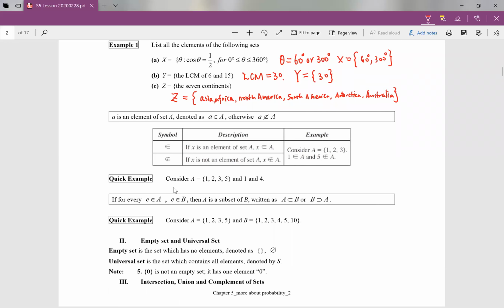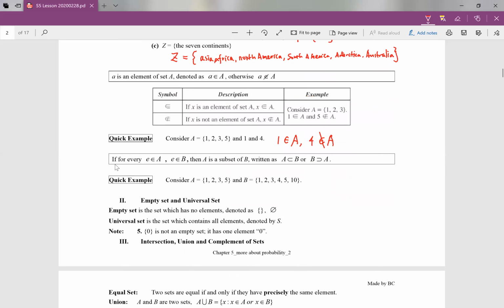Quick example. Consider A is {1, 2, 3, 5}. 1 belongs to A, but 4 does not belong to A. 1 is an element of A. 4 is not an element of A. This is the relation between an object and a set. Moving on.